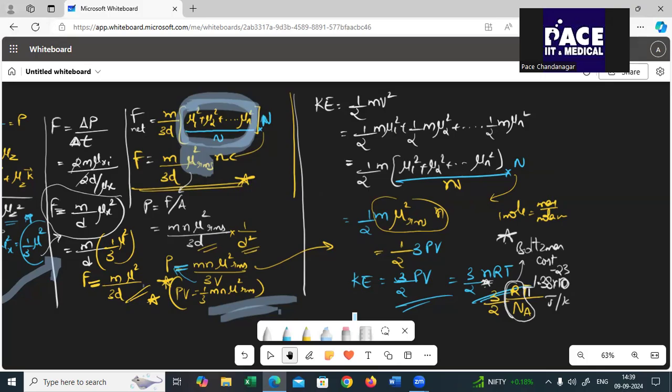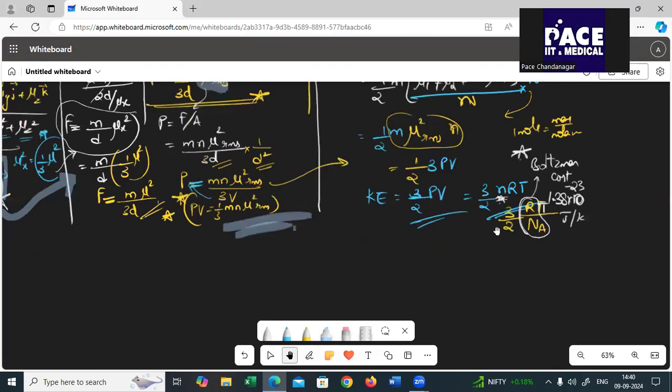So this is the integral derivation, which is very, very, very important. All right. Based on these things, we are going to do some numericals as well. So let us hold on to this and move on to the next topic here.